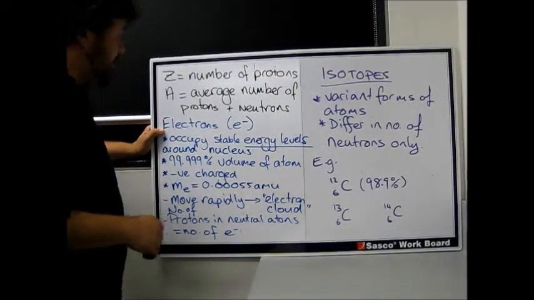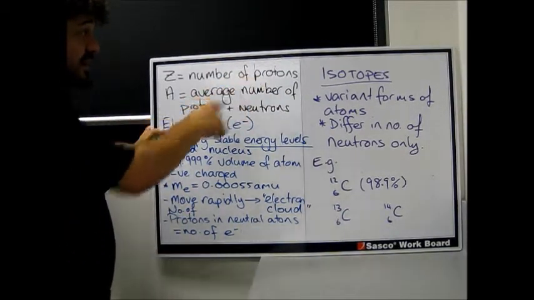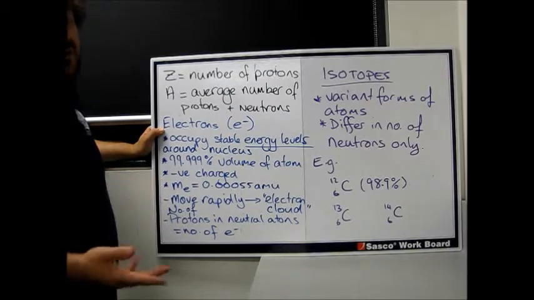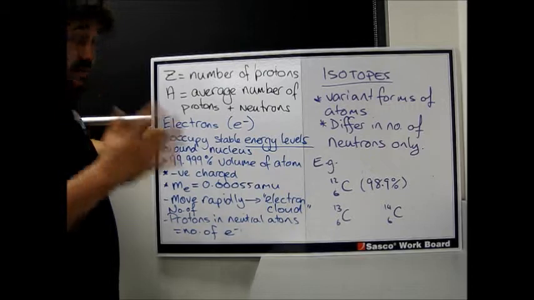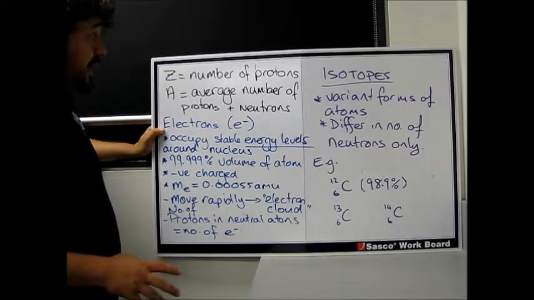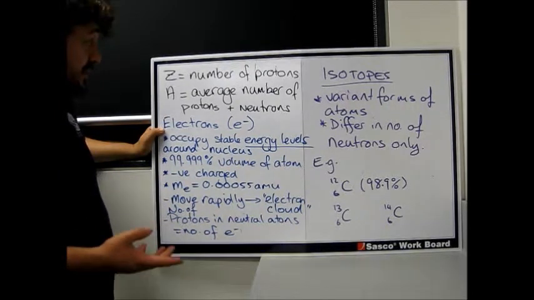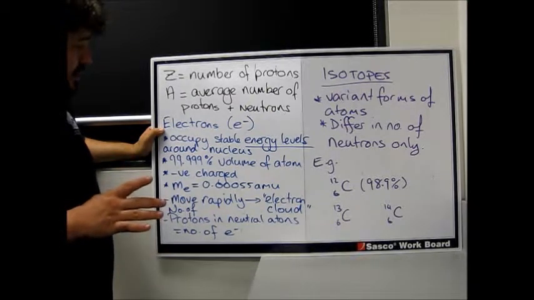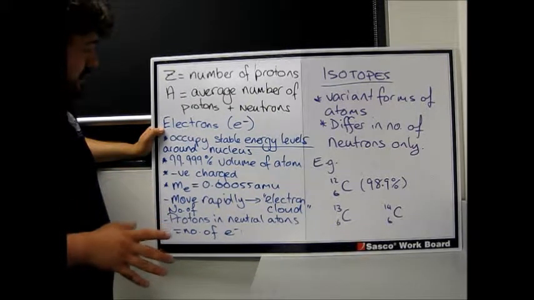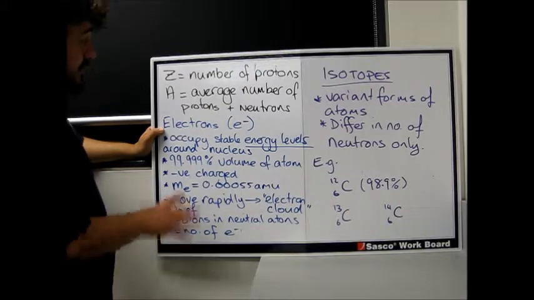Z is the number of protons, and it's also your atomic number. So the atomic number is always the number of protons. A, the atomic mass, is the average number of protons and neutrons. We'll jump into that bit first. We'll skip this, we'll come back.